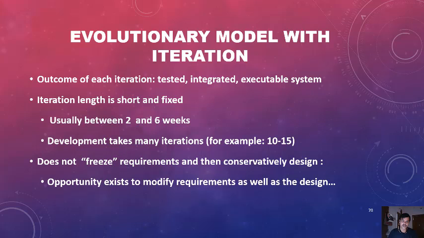The iteration length is short. Normally the iteration length is between 2 and 6 weeks, but each development consists of many iterations, for example 10 to 15 iterations. It does not freeze the requirements and then conservatively design. Opportunity exists to modify requirements as well as design.